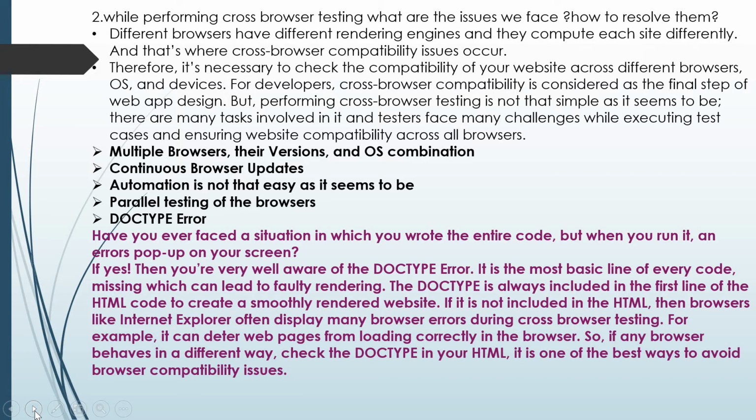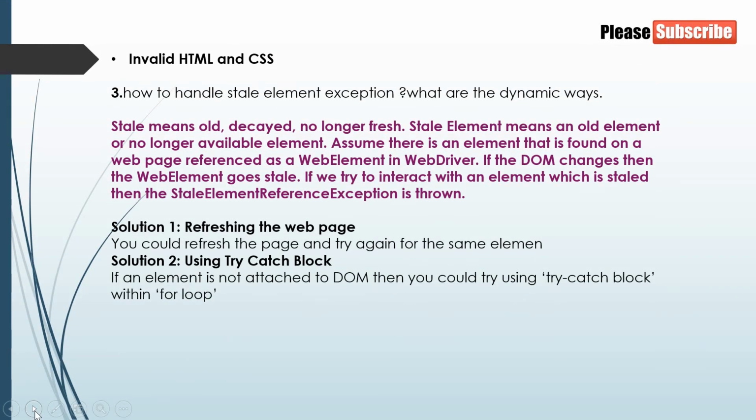Sometimes if it is not included in the HTML, then browsers like Internet Explorer will add it, but often display many browser errors during cross-browser testing. For example, it can prevent web pages from loading correctly in the browser. So if any browser behaves in a different way, check the doc type in your HTML. It is one way to avoid browser compatibility issues. And then invalid CSS and HTML code. Sometimes we miss the div block and the div branch. Some places have them, some places do not, so you have to go and check that.